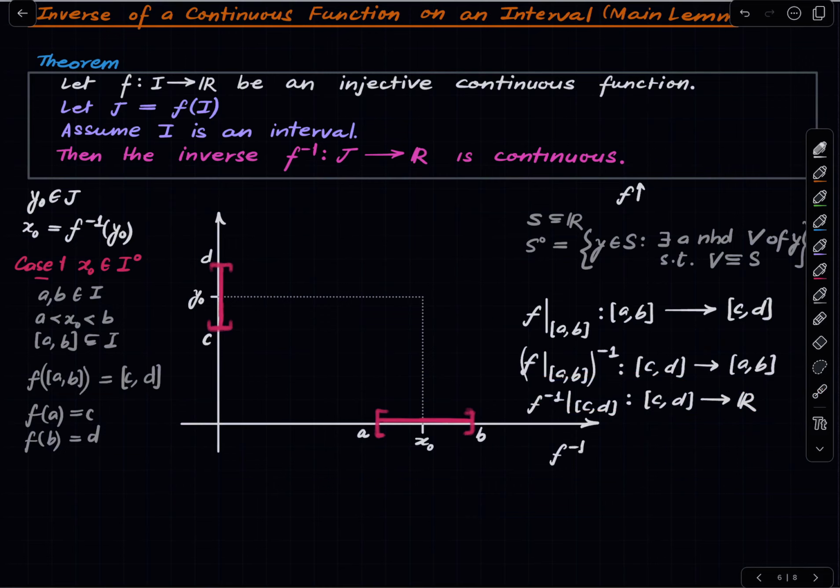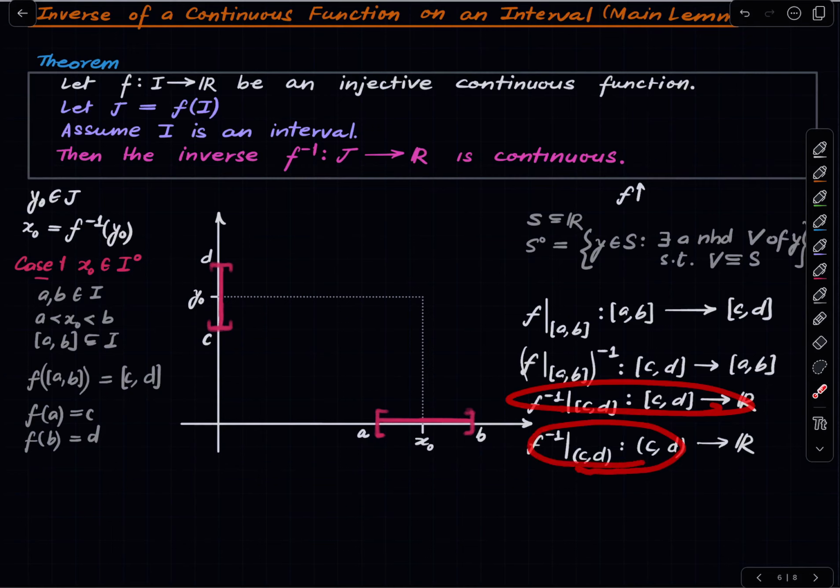The inverse restricted to the open interval c comma d is continuous. Since this is continuous, this is of course continuous. It is just the restriction of a continuous function. So f inverse is continuous in a neighborhood around y0, and therefore the function f inverse is continuous at y0.